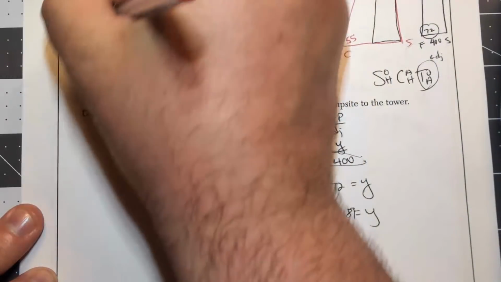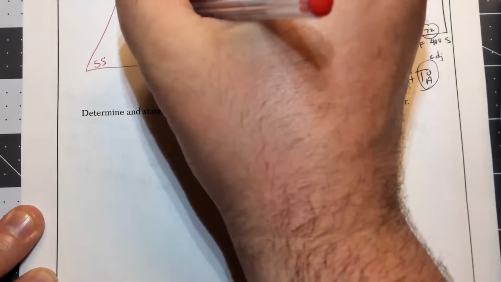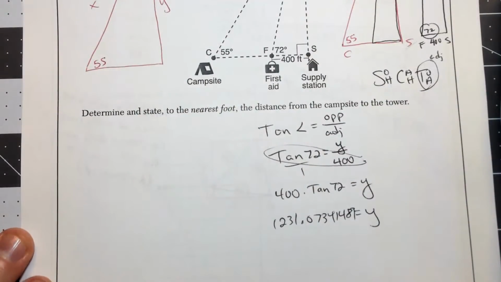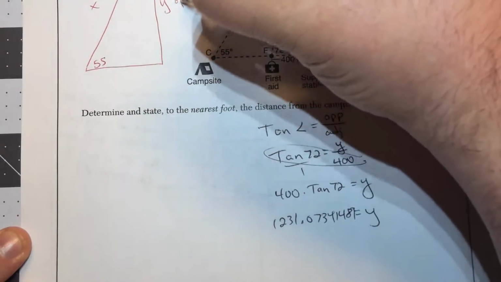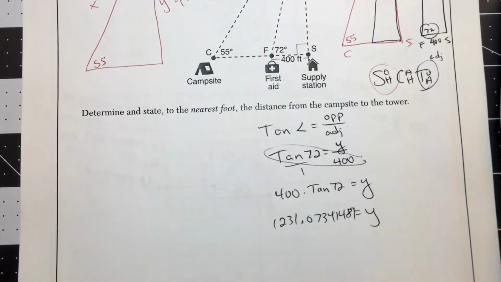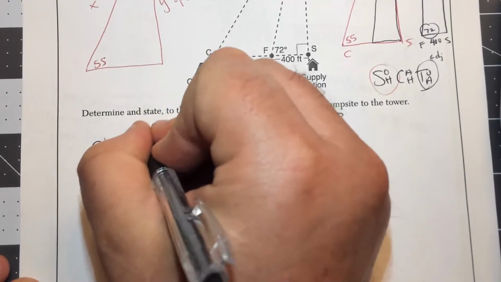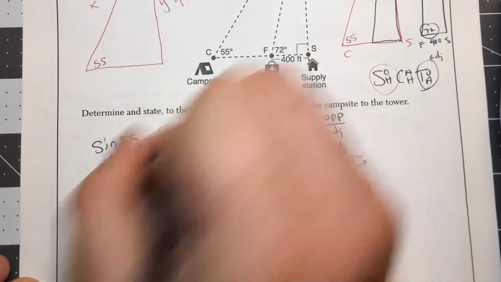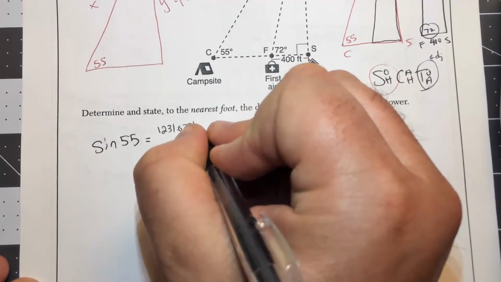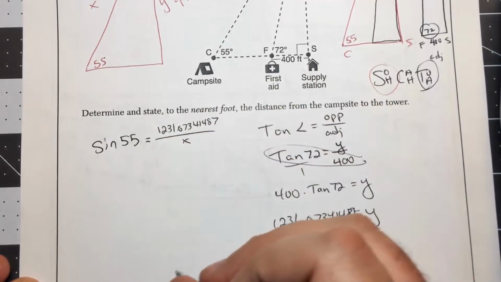Remember, bring your colored pens. We got 55. We got this side, y, that's this thing, okay? And we're trying to find x. So once again, we're going to bust out some SOHCAHTOA. So y is the opposite side. X is my hypotenuse. So this time I'm using the SO, okay? So the sine of 55 is equal to the opposite leg, which is y, which is this thing, 1,231.07341487, over x. And then we're going to cross multiply.